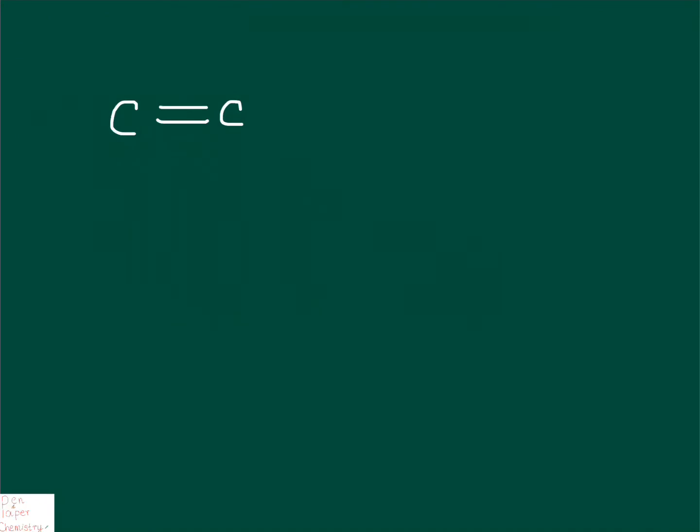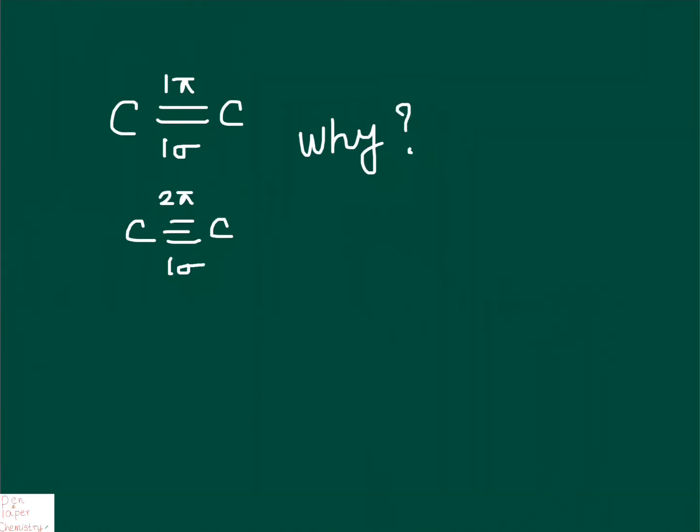So remember, whenever we are talking about a double bond, one will be sigma, one will be pi. If we are talking about a triple bond between two atoms, one will be sigma, two will be pi. You cannot form more than one sigma bond between any two atoms. Can you think of a reason why? Think about the logic behind it.